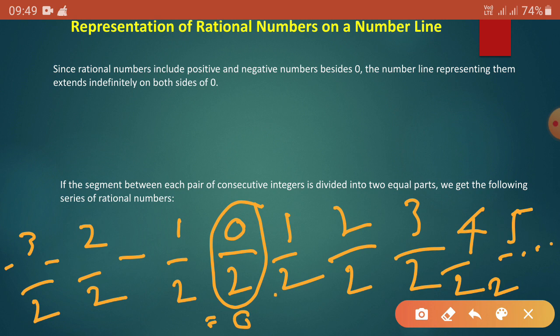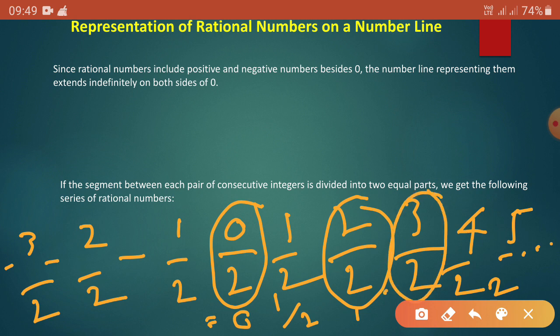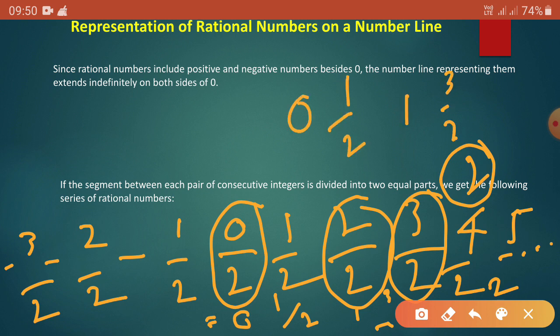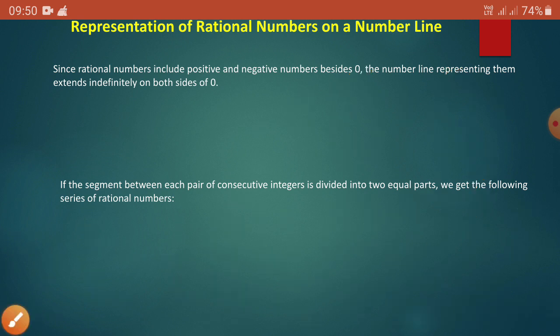Then 1 by 2, then 1, then 3 by 2, then again 2. Okay, so we are getting the rational numbers on the number line: 0, 1 by 2, 1, 3 by 2, 2. So 1 by 2 is the rational number between 0 and 1, 3 by 2 is the rational number between 1 and 2, and on the negative side the same exists. Okay, got the point? Okay, so carry on to the next slide.